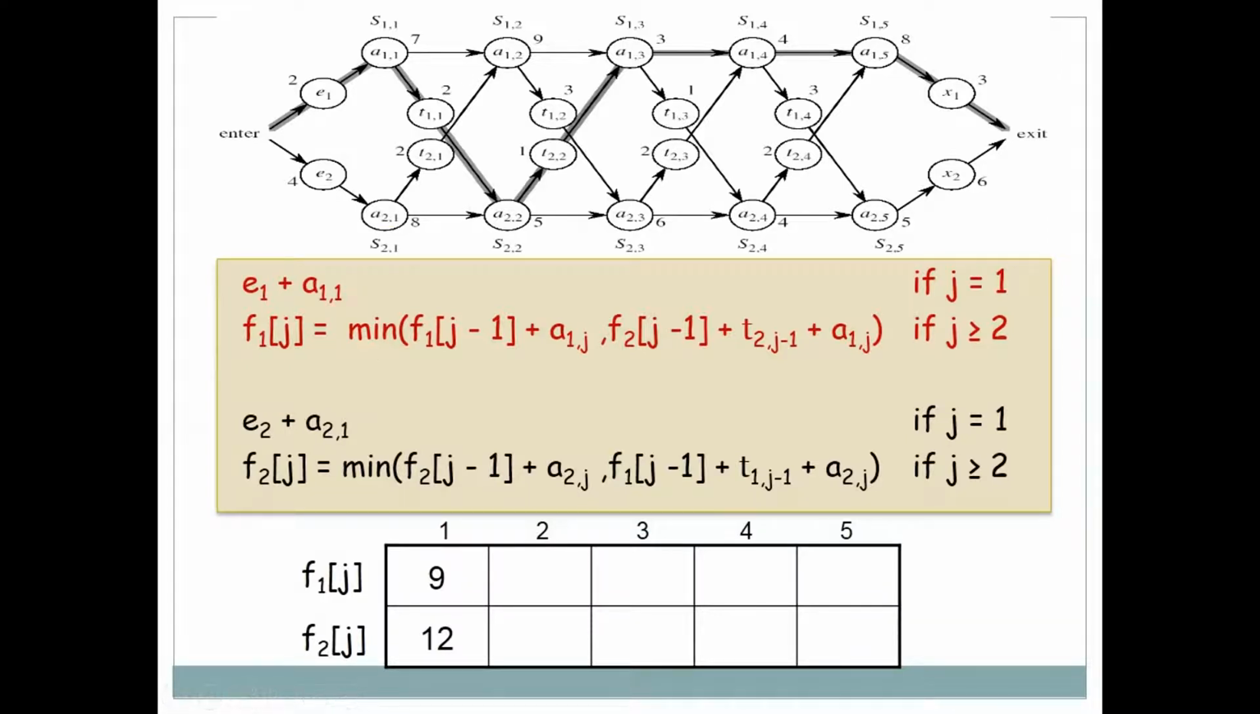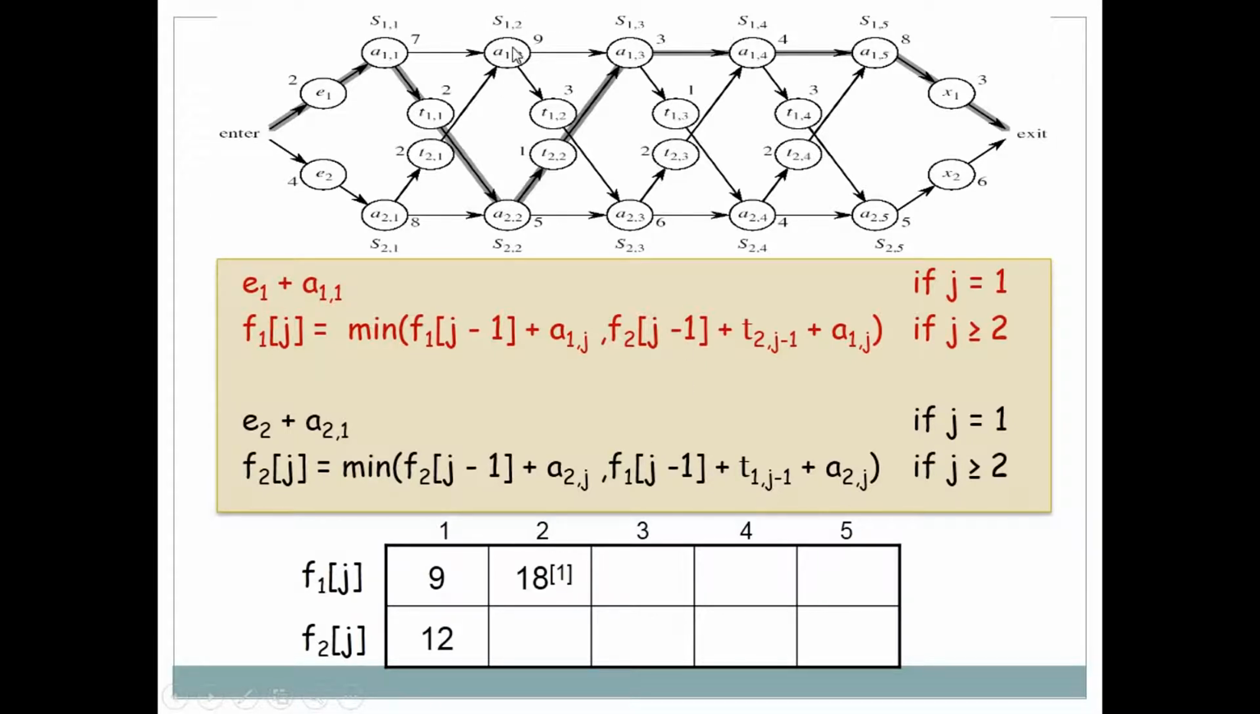Now let's find out for j equal to 2. For j greater than or equal to 2, this function says you have to find the minimum of f1[j-1] plus a1j, and f2[j-1] plus t2[j-1] plus a1j. In this case, f1[j-1] plus a1j: f1[j-1] means this 9, plus a1j, another 9, so 9 plus 9 will be 18.